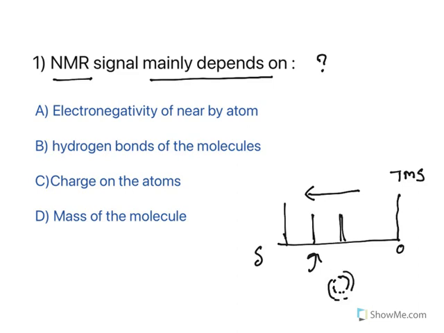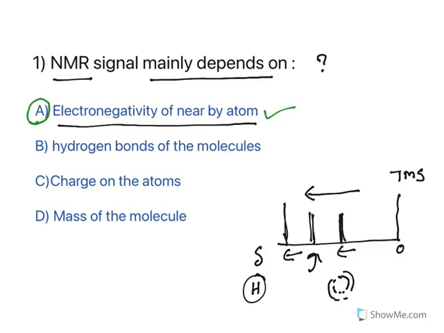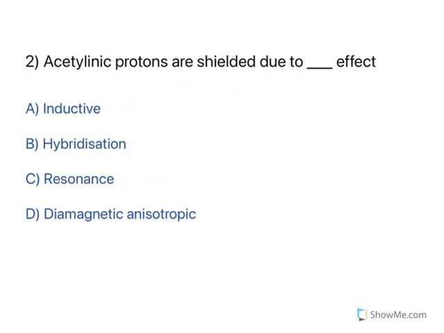So NMR signal mainly depends upon the electronegativity of the nearby atom, because these are known as chemical shifts. These chemical shifts arise due to the electronic environment around the proton. So option A, which says electronegativity of nearby atom, is the correct answer. Hydrogen bonds of the molecule, no. Charge on atoms, no. Mass of the molecule, no. The only correct option is electronegativity of nearby atom. Moving to the next one.